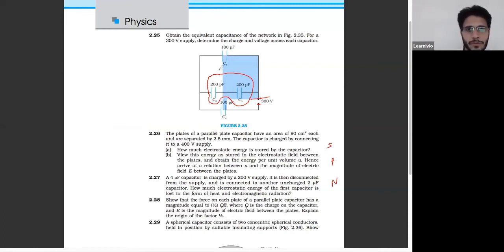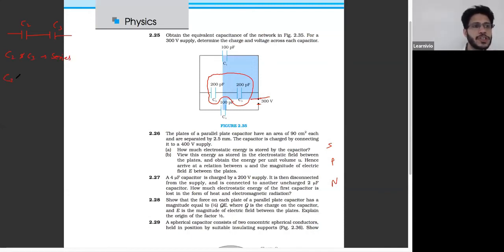Series, right? Afroza, if you look at this C2 and C3, is there any branching in between C2 and C3? This is C2 and this is C3. There is no branching. Then yes, they are in series. C2 and C3 in series. Very good.